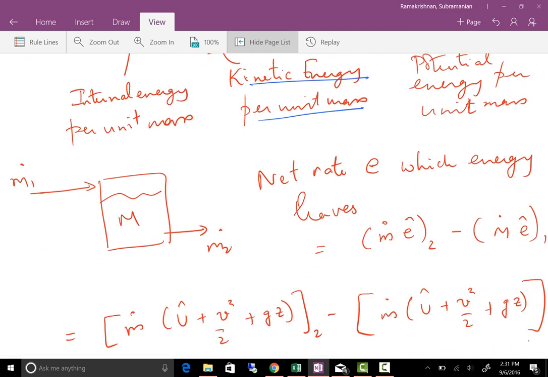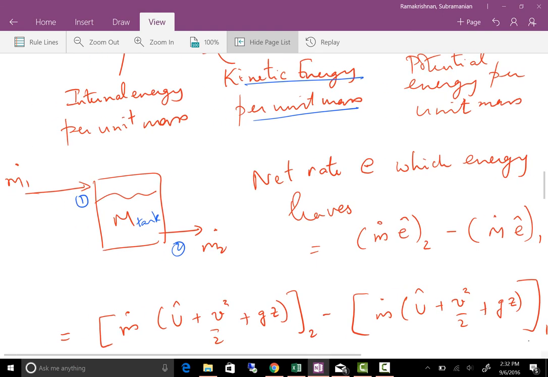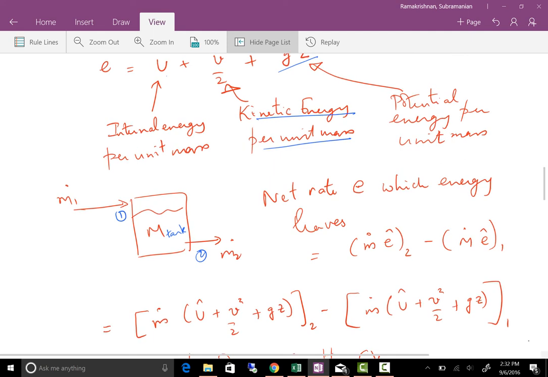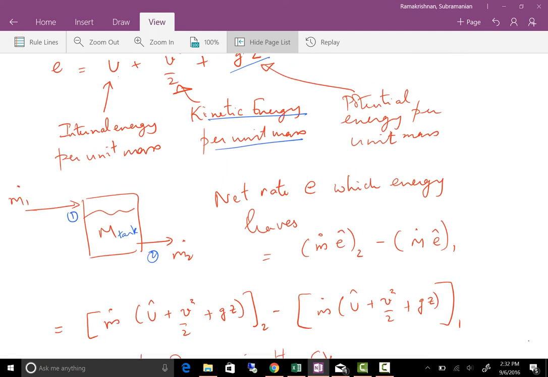So again, let's just consider the simplest case. Say you have a tank. Fluid comes in, fluid goes out. Fluid comes in at section 1, fluid goes out at section 2. The mass inside the tank is, say, m tank. So the energy balance says that the net rate at which energy leaves plus accumulation of energy inside the control volume is equal to Q dot minus W dot.